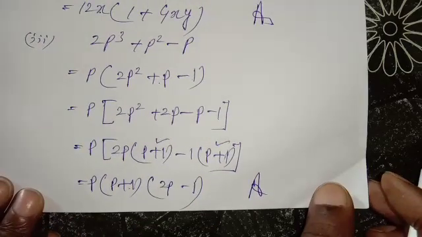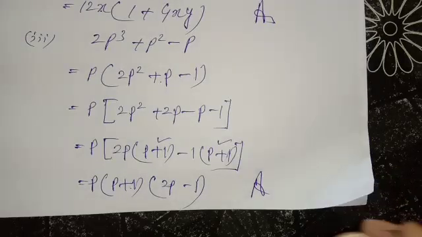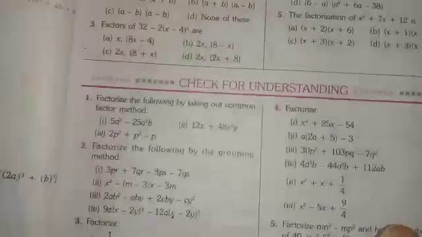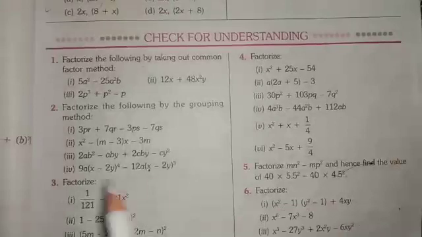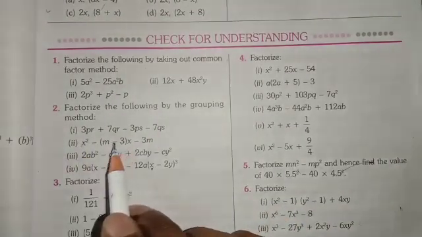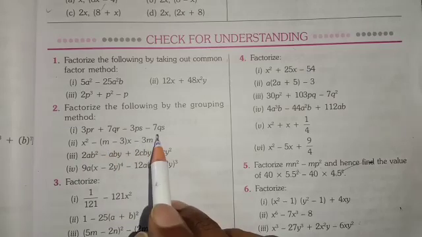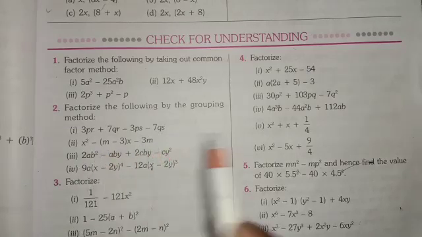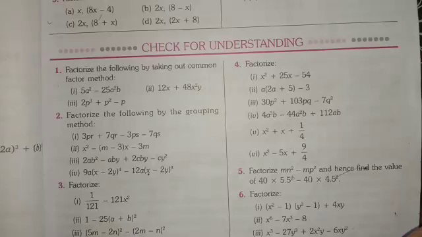Okay, let us go to number 2. Question number 2. What is given? Same process. Factorize the following by the grouping method. Means you have to group. There are 4 terms given. After grouping, you have to take common. Let us see one by one.